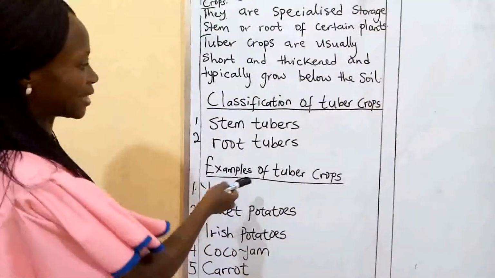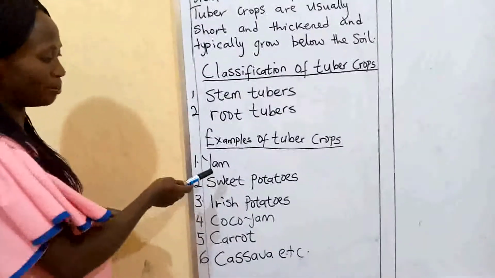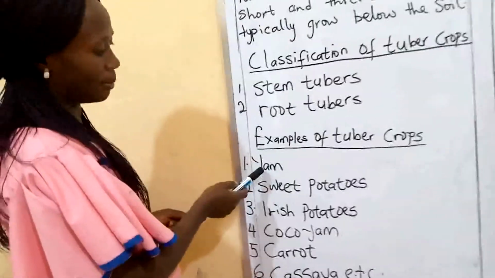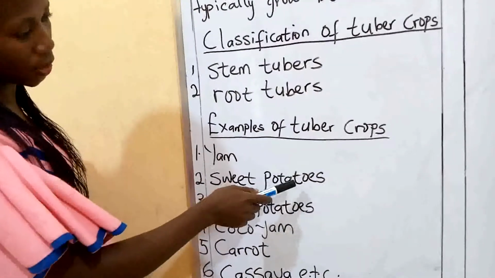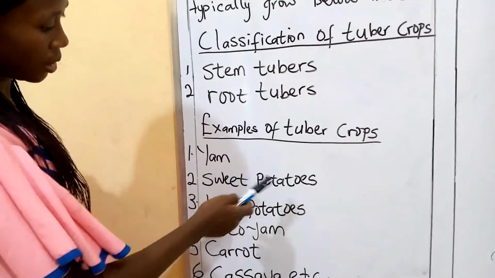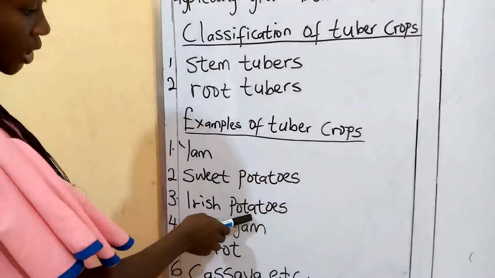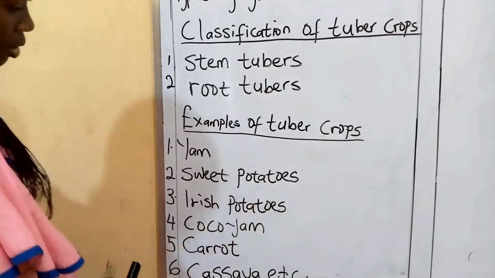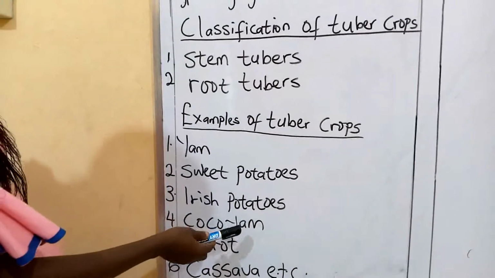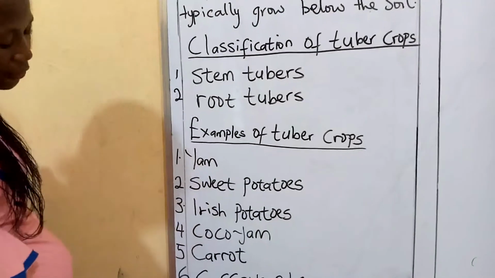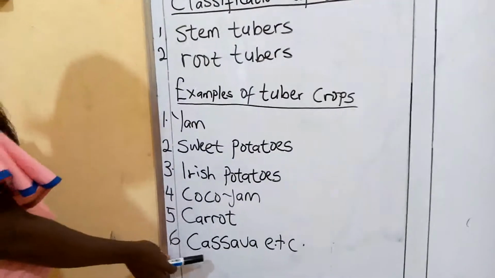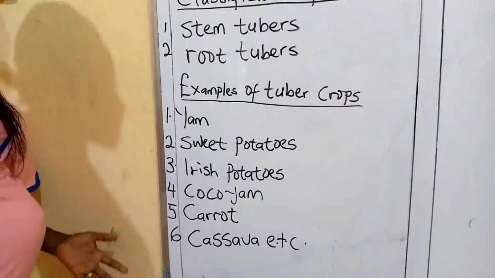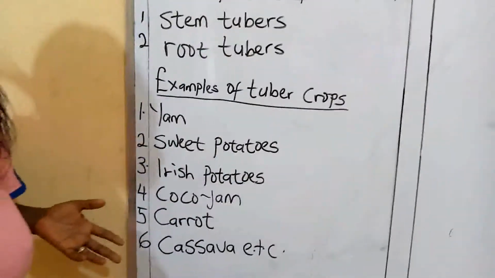We said some of the examples of tuber crops are, number one, yam. The second one is sweet potatoes. The third one is Irish potatoes. The fourth one is cocoyam. The fifth one is carrots. Last but not the least, we have cassava, and the rest of them. We have so many tuber crops that are not mentioned here.